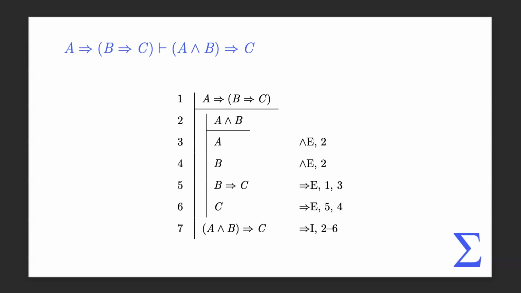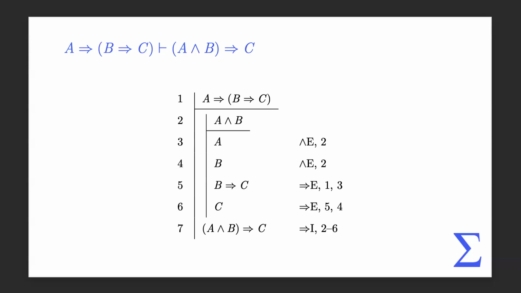Now we're going to look again at our assumptions. What can we do? This one, we still can't really do anything with. But this one, we can break apart, right? We can get some information from A and B. So I'm going to say, let's say A is true, and we know B is true. That's by and elimination on line 2, and elimination on line 2.